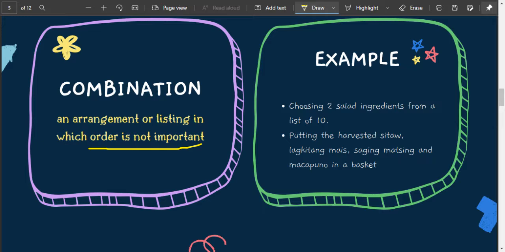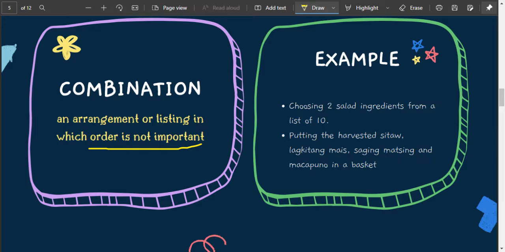Okay? Next, another example. Putting the harvested sitaw, malagkit na mais, saging matabang, and makapuno in a basket. For example, may farm ka. Ngayon, nag-harvest ka. May sitaw, malagkit na mais, saging matabang, at makapuno. So, pag nag-harvest ka ba, kailangan ba unang laging kukunin yung sitaw, pangalawa yung malagkit na mais? Hindi naman, 'di ba? Basta kung sino yung available diyan, yung abot kamay mo, yun yung ilalagay mo sa basket. So, order is not important. Therefore, it is combination. Okay?